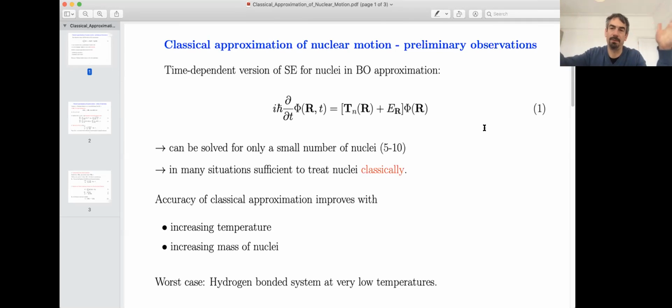It's, at least for me, a logical order of a hierarchy of approximations. You start from the full thing, introduce the Born-Oppenheimer approximation that gives the potential energy surface, and then you want to go from the quantum to the classical description of nuclear motion. Are there any questions?